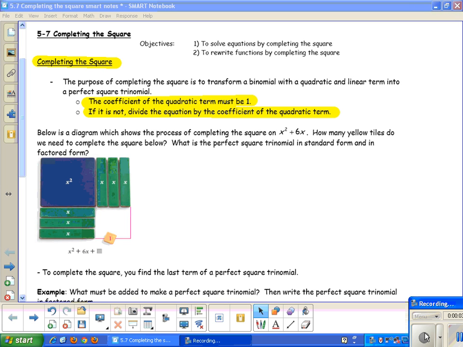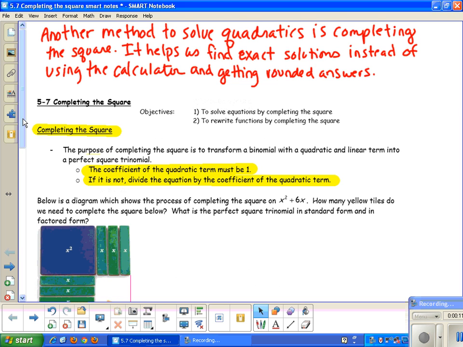Section 5.7, completing the square. Our objectives are to solve equations by completing the square and to rewrite functions by completing the square. Completing the square is just another method to solve quadratics. It helps us find the exact solutions instead of using our calculator and getting rounded answers.